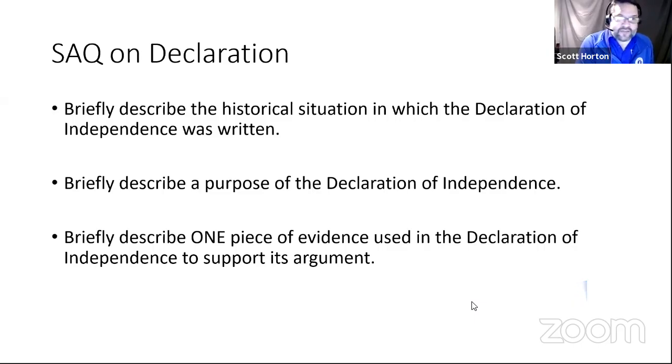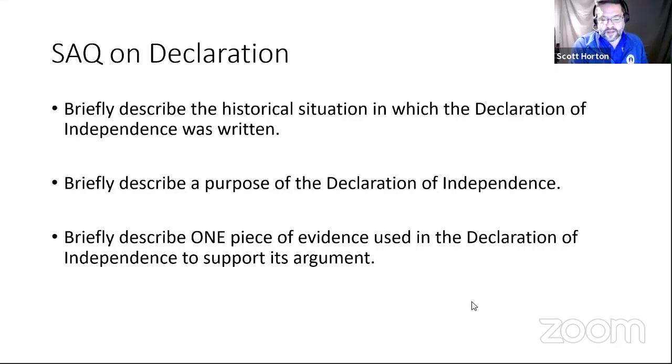So the simple answer to that first one is the situation, of course, is what's going on in 1775 and 1776, things like Lexington and Concord, things like the Battle of Bunker Hill, things like the Second Continental Congress beginning to meet and to resist. A purpose, hopefully you don't fall into the trap of keeping this simple and saying, well, of course, we're declaring independence. There's another purpose here, right?